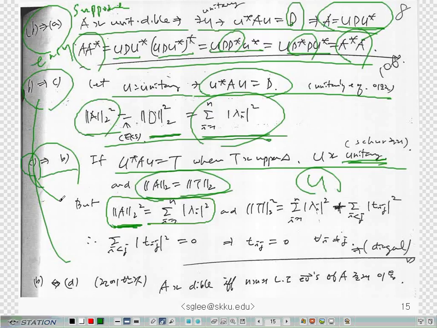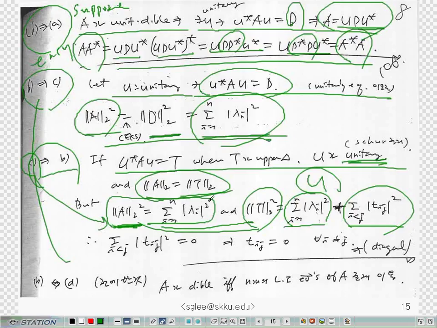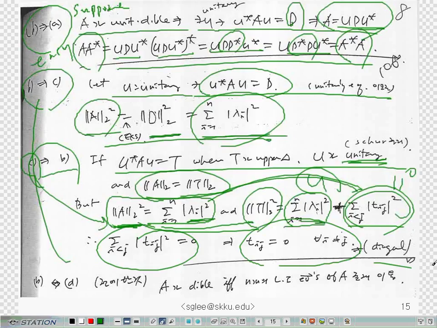Okay, then the square of the two-norm of A is the same as this. This is the given condition of C. Think about the two-norm of T, the square of A. Then this is the summation of those diagonal entries and extras. But we know these two are the same, so this has to be equal to 0. That means all the off-diagonal entries are 0. Okay? So this T should be a diagonal matrix.